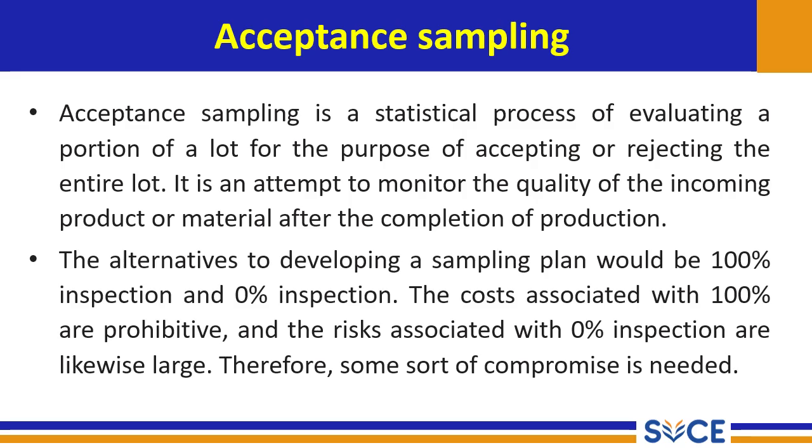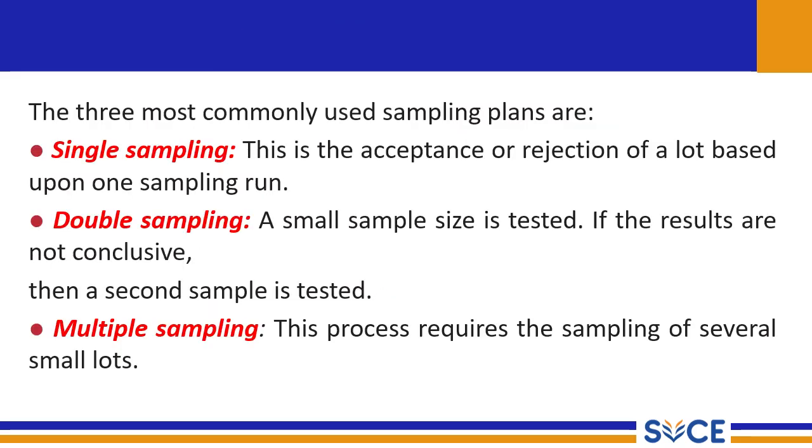Okay. So acceptance sampling means whether the total lot can be accepted or not. That we are able to check using this kind of method. Three commonly used sampling plans are single, double, and multiple. Single is acceptance or rejection of the lot based on one sampling run. Double means if results are not conclusive, then we can go for a second sampling. Multiple sampling requires sampling of several small lots.